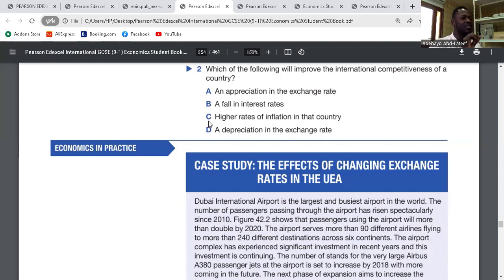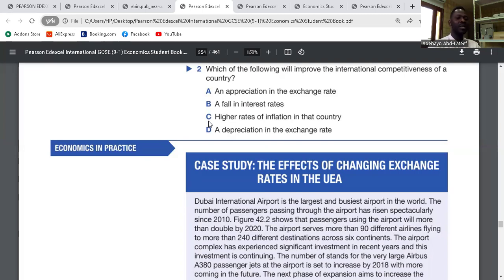D, a depreciation in the exchange rate, is directly linked to exports, because a depreciation in the exchange rate means the value of our country's currency fell against foreign currencies. So that would mean exports would become cheaper relative to imports, and logically it improves the international competitiveness of the country. So the answer is D.